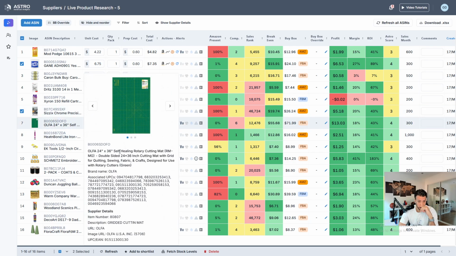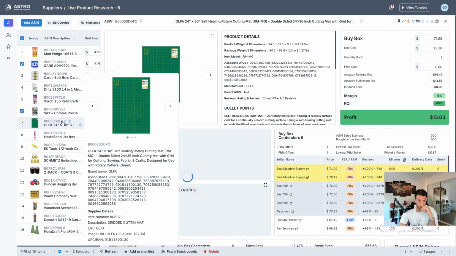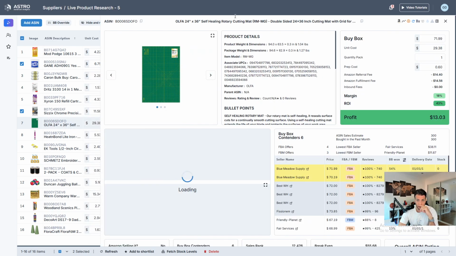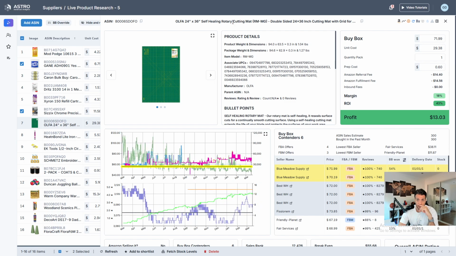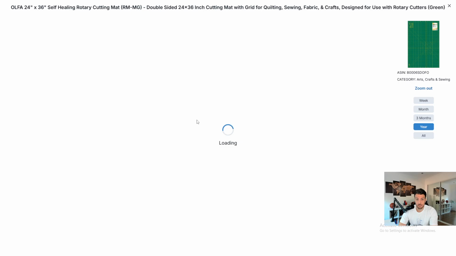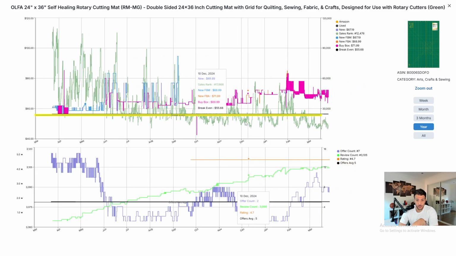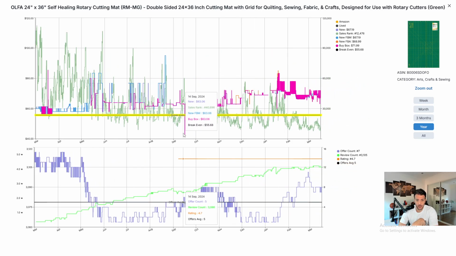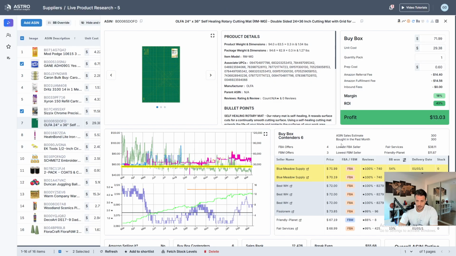Next, this looks like a sheet of paper or something. Okay, it's a mat. It's a cutting mat. Comfortable break-even strength. It hasn't really dropped below the break-even line in its entire history, from what I'm looking at, except for this part right there, which may have been an FBM seller. Seems okay. Nice, comfortable product. Let's go ahead and check out the other data points.